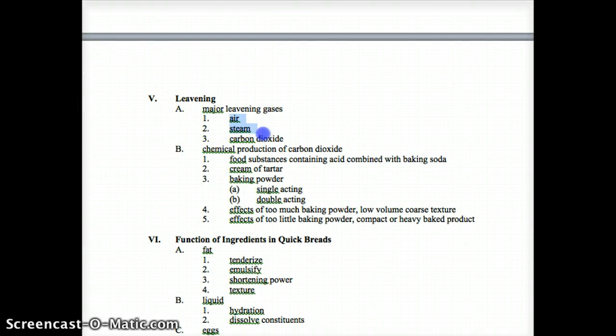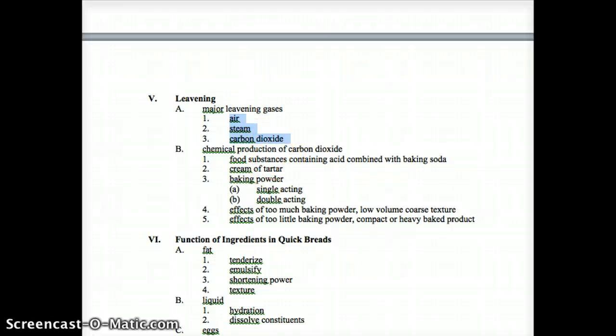Leavening agents. This I remember on some of the tests. This was extremely important. Air and steam are major leavening agents. So is carbon dioxide. And these are like the natural, most occurring agents. You don't really need to worry: when she asks for leavening gases, you don't put baking soda. Make sure you put either air, steam, carbon dioxide, or put all three. You might even get bonus points.